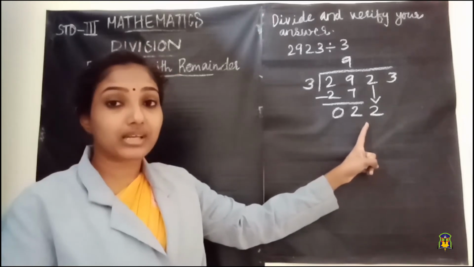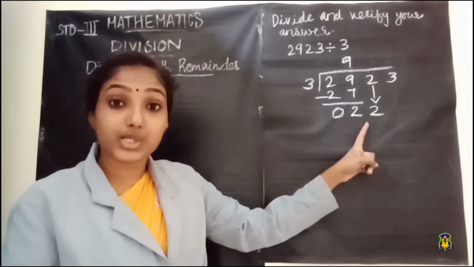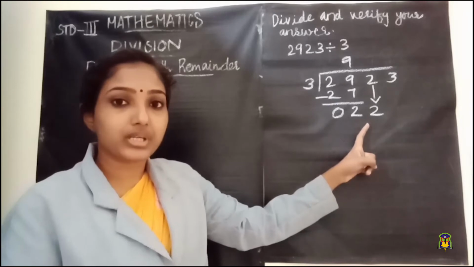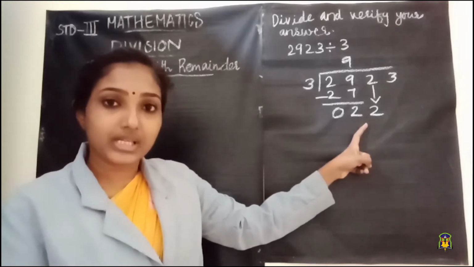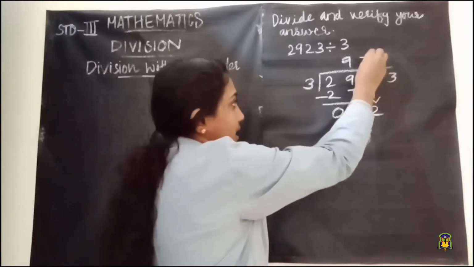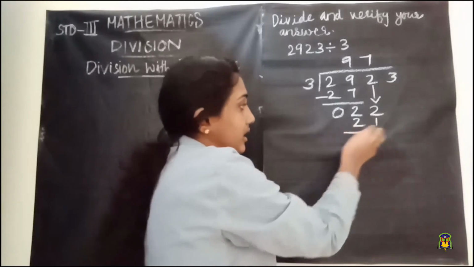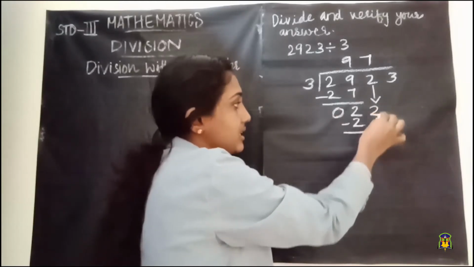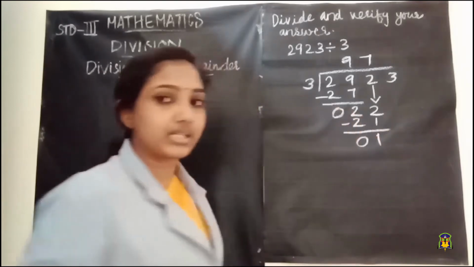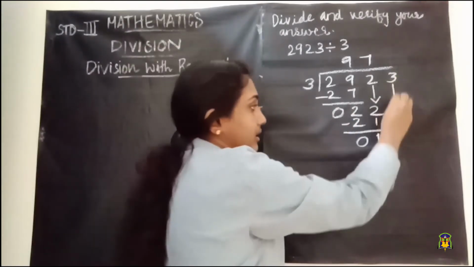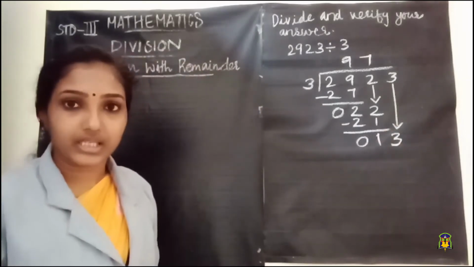Okay, and check in the table of 3 whether we'll get 22. No, 3 into 7 is equal to 21. 21 is there, and 3 into 8 is equal to 24. Next, after 21, we'll get 24 only. So we will go for 21. 3 into 7 is equal to 21. Okay, and now we subtract it, and it is 2 minus 1, it is 1, and 2 minus 2, it is 0. Then bringing down the next digit, 3, now it makes 13.